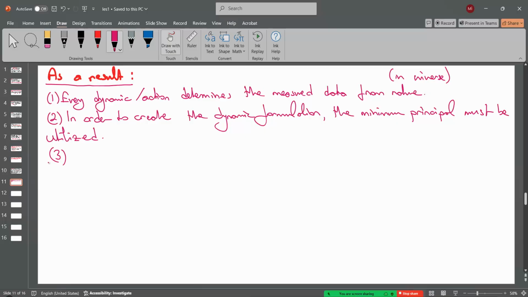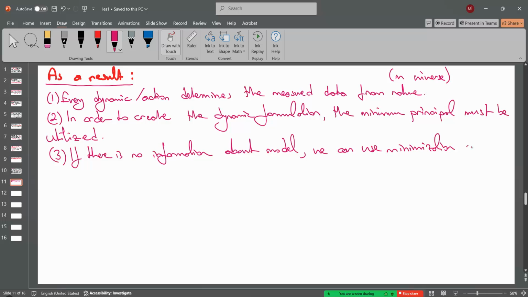And after that, if there is no information about the model, we can use minimization of the energy that we define, right? Otherwise we cannot apply the Euler-Lagrange equation to the dynamic system, right?